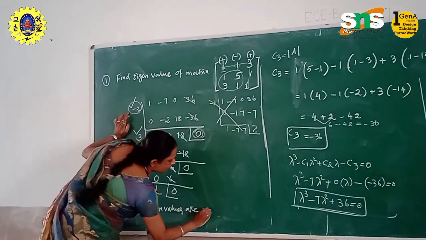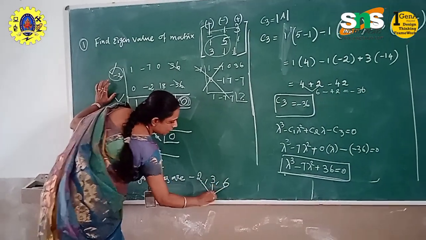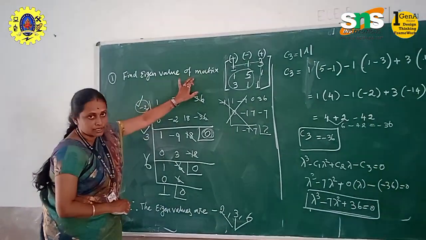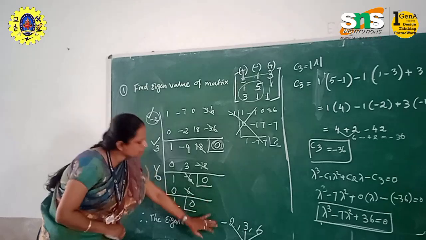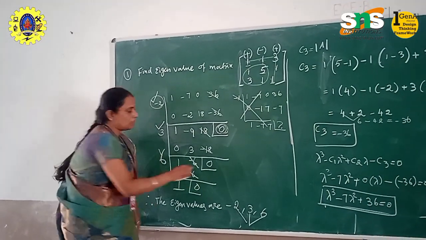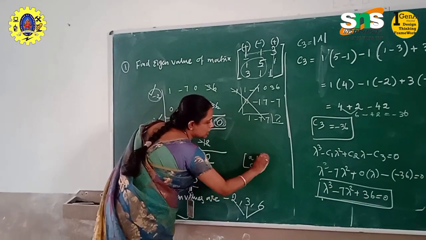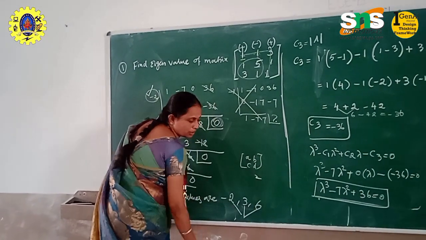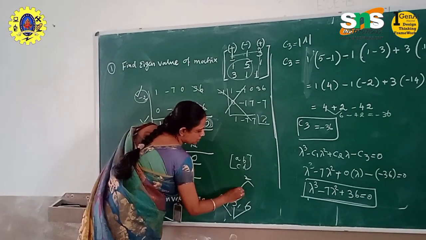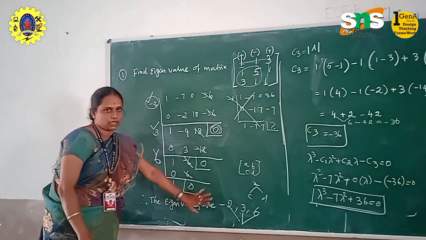So minus 2, 3 and 6 are the eigenvalues. What is the eigenvalue in the given matrix? If it is a 3 cross 3 matrix, there are 3 eigenvalues. If it is a 2 cross 2 matrix, for example A, B, C, D, there are 2 eigenvalues. Whatever it is, if it is a 3 cross 3 matrix, the eigenvalues are 3. Thank you.